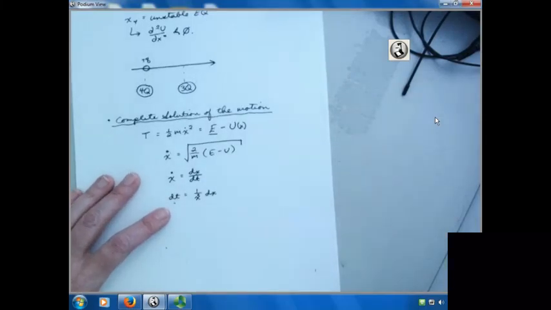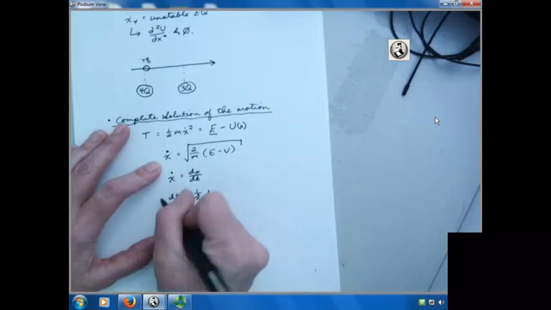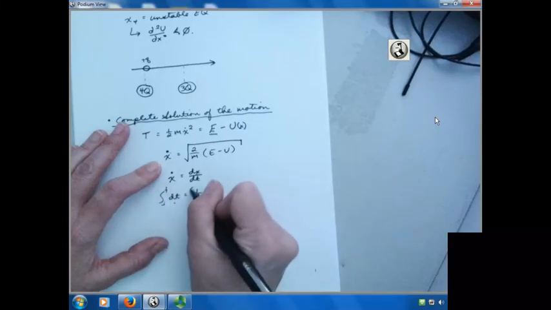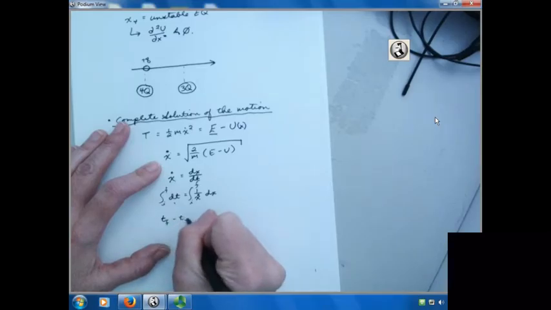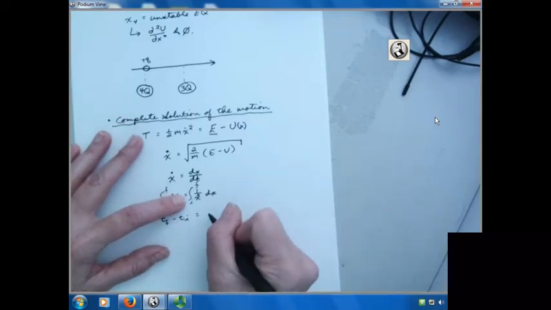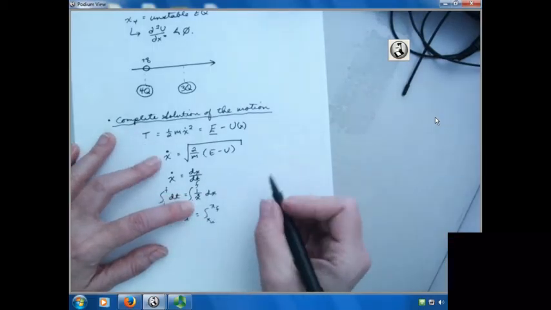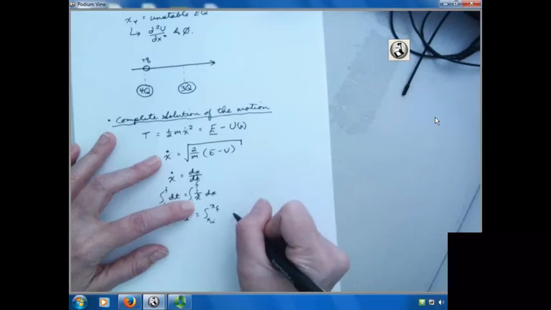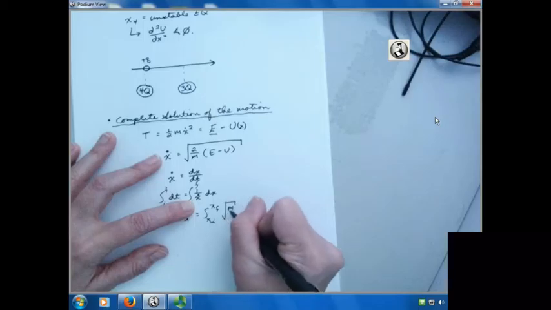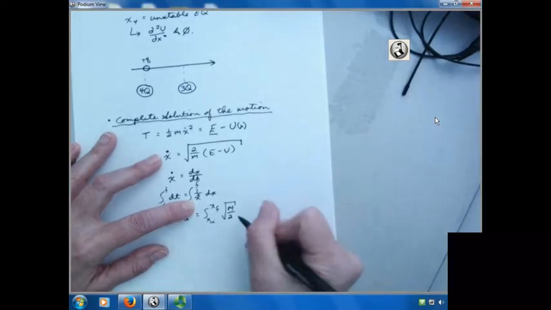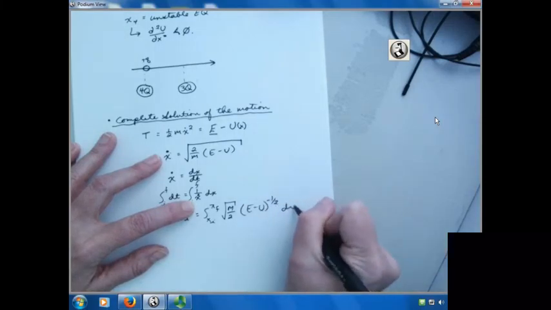All right. And that's what I'm going to want to use, where x dot is expressed here. So I'm going to integrate both sides from initial to final. And I'm going to get t final minus t initial is equal to my integral from x initial to x final of 1/x dot, which is square root of m/2 times, let's do it this way, (E minus U) to the minus 1/2 dx, because those things depend on x.